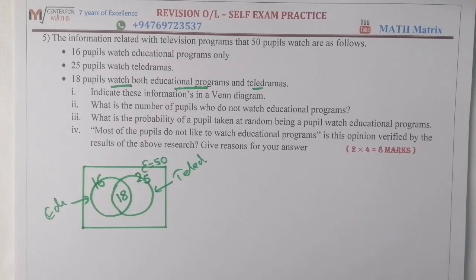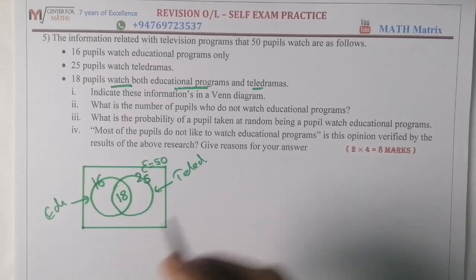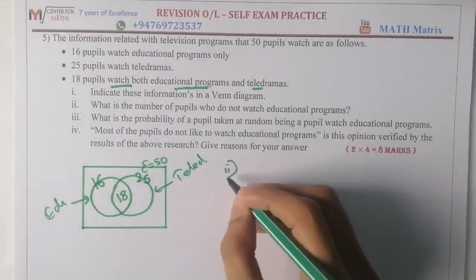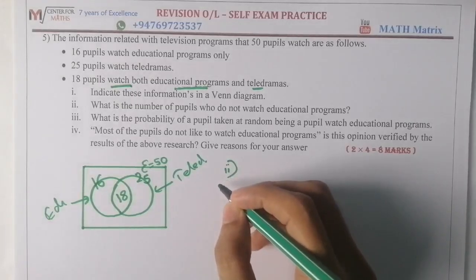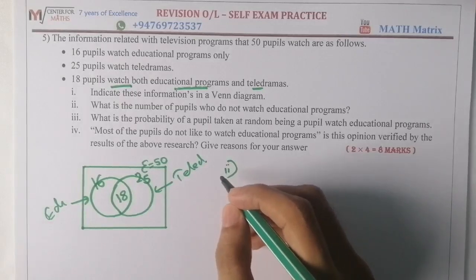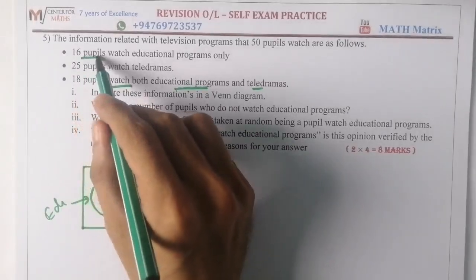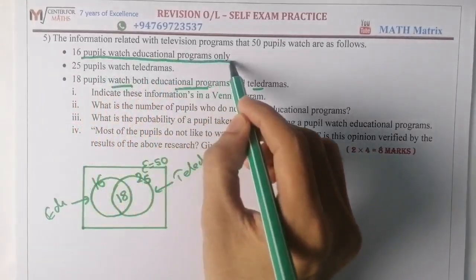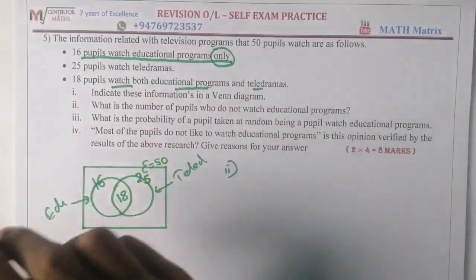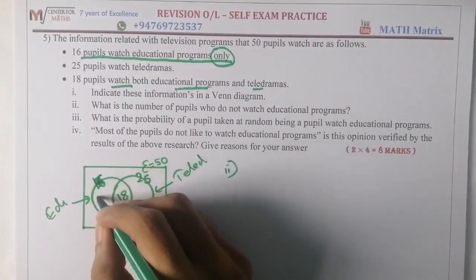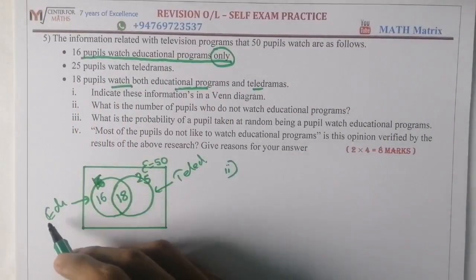Okay. And the first one, indicate this information in a Venn diagram. Yes, if you have marked them, you can give 2 marks for that. And the next one, the second one: what is the number of people who do not watch educational programs? So how many of them are not watching educational programs? Sorry, here 16 people watch educational programs only. I didn't see the word only. So here 16 must come here. And now they are asking the sum.